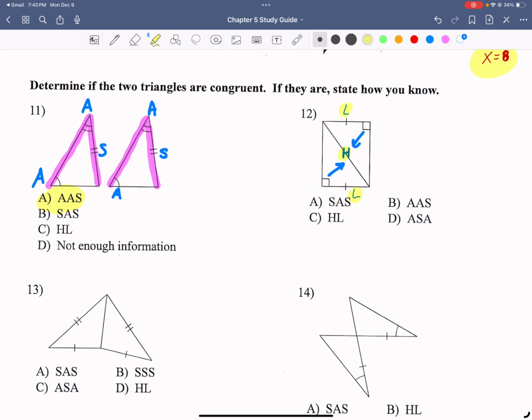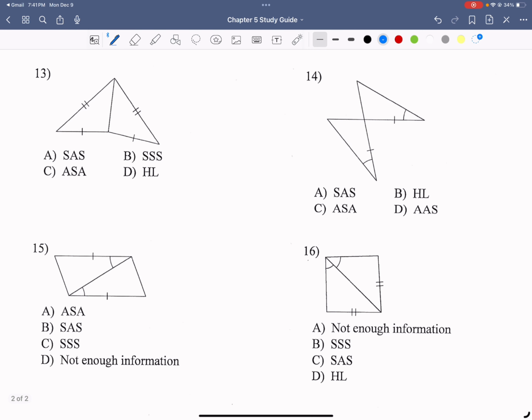Okay? And so this is going to be a simple case of whenever there's a right triangle, the side that's across from the 90-degree angle is just the hypotenuse. So everything else is just L. Technically, this is L too, but you don't really need more than that. It's going to be HL. Okay. Here's number 13.